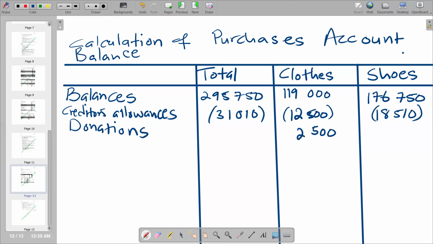So remember, we're saying it's a reduction, so we indicate by our column. Obviously, we will just put 2,500 since we don't have anything in the shoes department.